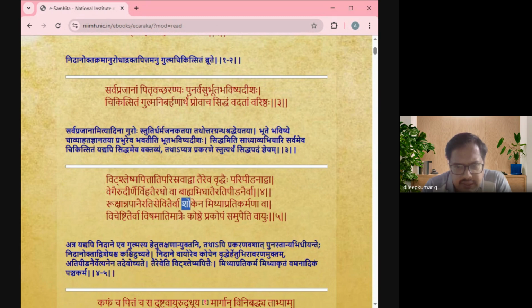Shokena. If there is any psychological dysfunction, shokena, there will be disturbance in the GIT tract. Mithya pratikarmana. If there is an abnormal samsarjana krama, abnormal panchakarmas, that also will cause abnormality in the GIT tract. Vicheshtiterva, abnormal actions. Vishama atimatraihi, so excessive evacuation or excessive panchakarmas. All this will cause kosta prakopam samupaiti vayu. So vayu becomes prakopa in the kosta. What is kosta? GIT tract.